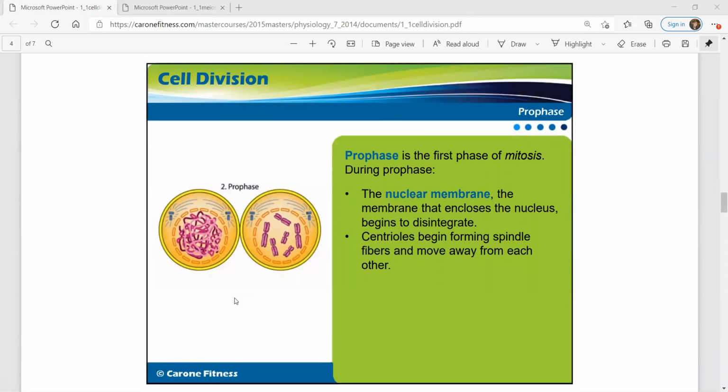Prophase is the first phase of mitosis. During prophase, the nuclear membrane, the membrane that encloses the nucleus, begins to disintegrate. Centrioles begin forming spindle fibers and move away from each other.